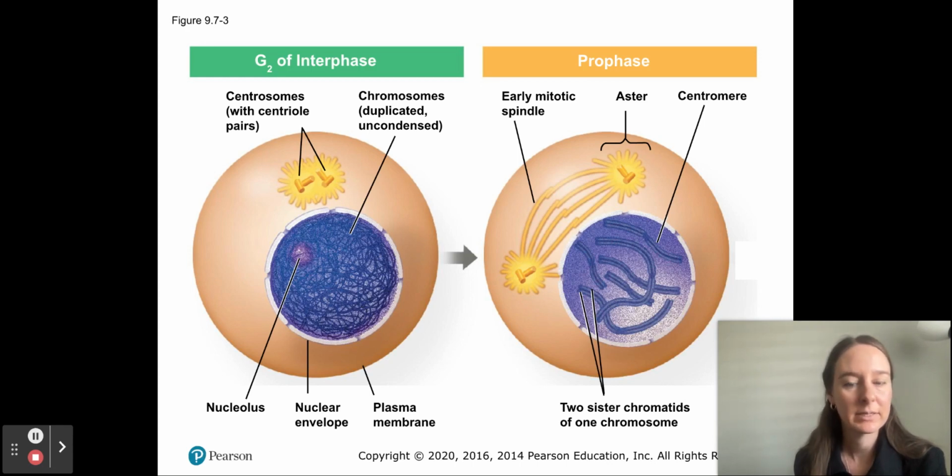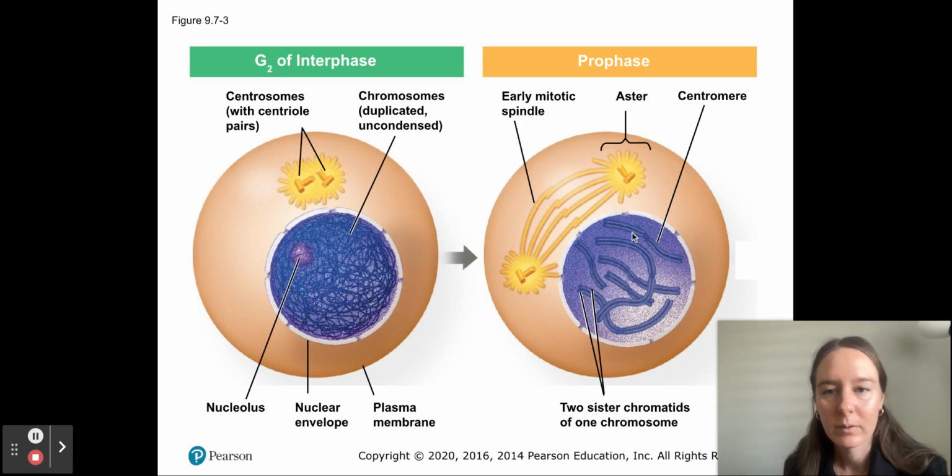Now we're in the M phase of the cell cycle. What happens here is our chromosomes are going to start to condense. So now we have 2 sister chromatids of 1 chromosome. So here's 1, 2, 3, 4, 5, 6. In your cells, you have 46 of these, but in this example, we're just simplifying it. So in prophase, the chromosomes condense. That's what you need to know.